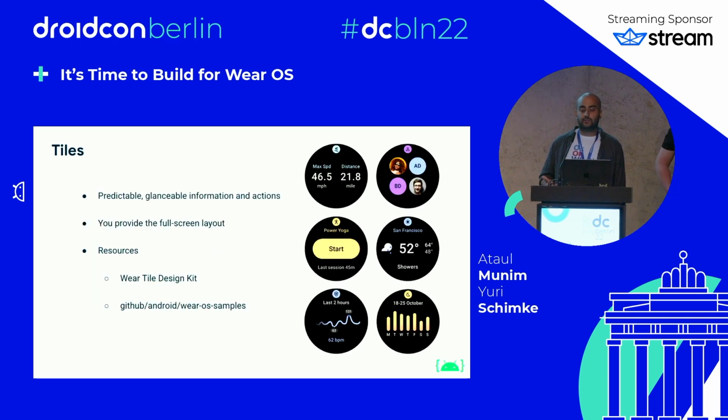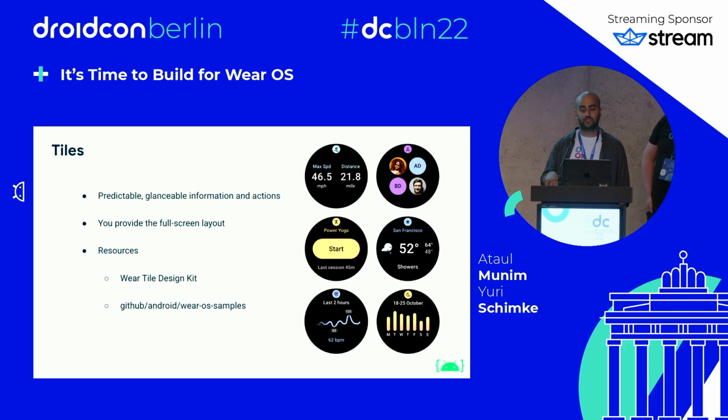And although tiles are full screen, they're not scrollable, so you have a fixed amount of space to work with. The reasoning here is, again, that these are meant for instant consumption of data. If you've got so much information that you feel like you need to scroll, using a tile is not the right surface. Another big difference between complications and tiles is that you provide the layout.